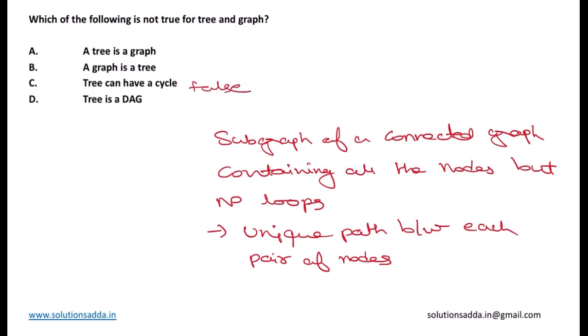And every graph is not a tree, hence option B is also valid, that this is also a false statement. A graph is a tree is not true for all the cases since every graph is not a tree. Therefore both B and C options are correct for this question.